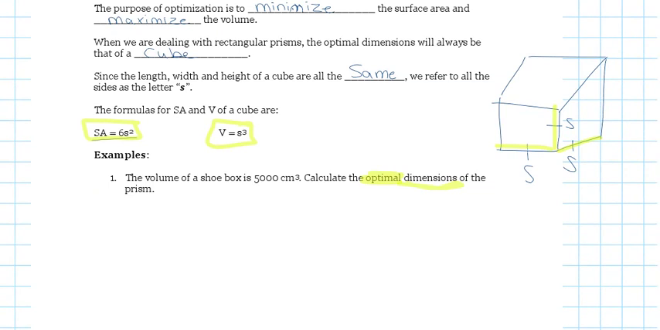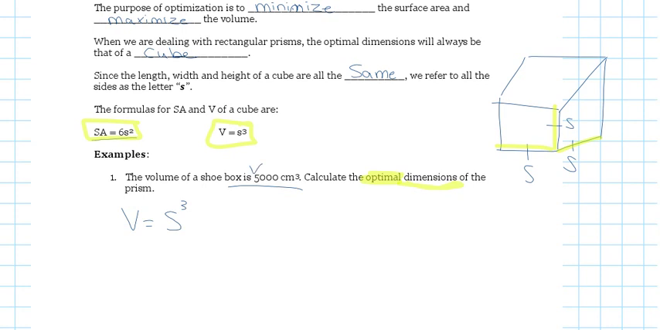So that means, because I'm given the volume, I'm going to have to use the volume of a cube. What's the formula for a volume of a cube? 6S? For volume? Oh, S cubed. Okay? I am given the volume, so I'm going to choose the volume of the cube. Now, I know that the volume is 5,000. I'm looking for the side length. Okay? So I'm going to replace the volume with its value.